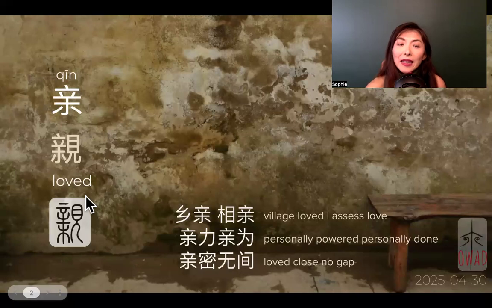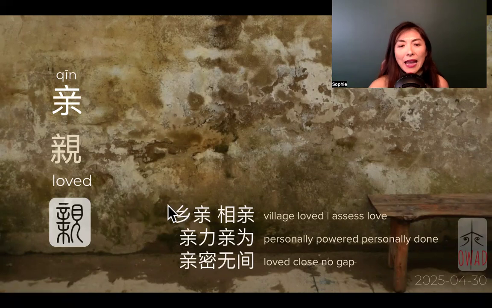Okay, this is loved, a generic term, and in Xiangqin, it's loved from your village. That means your people from your hometown. It's most likely not in your family, but in your village. So that's how Chinese create this sense: you're from the same place, and that's xiangqin.